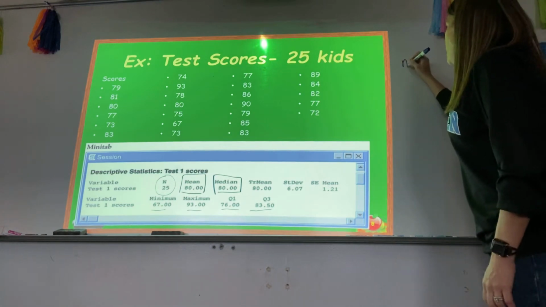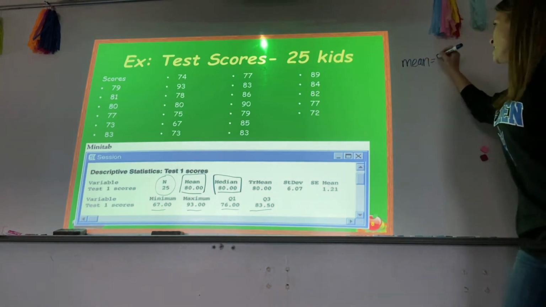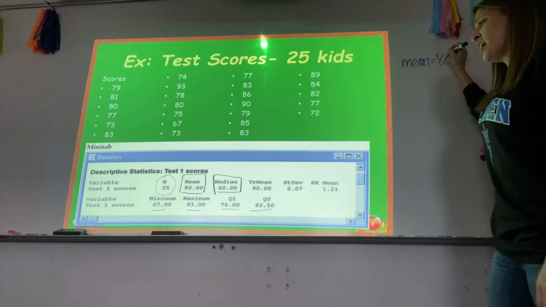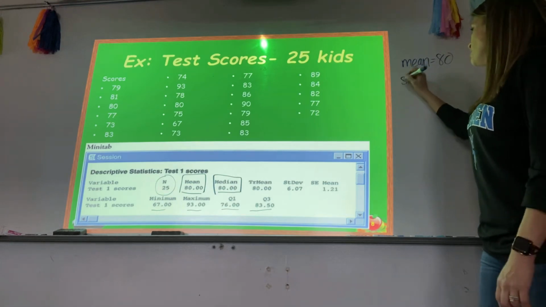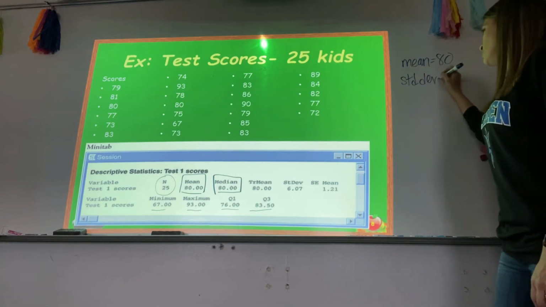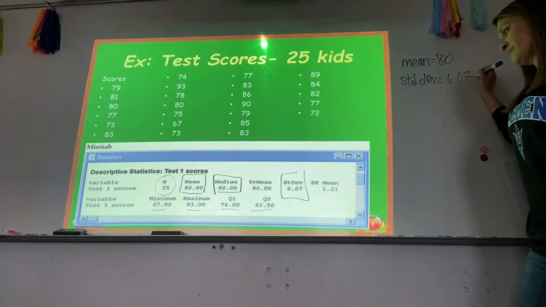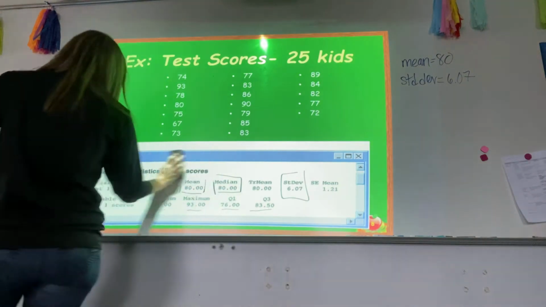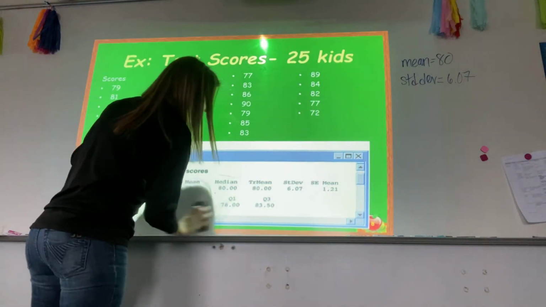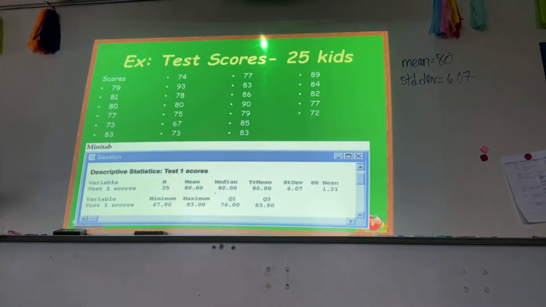I'm going to go ahead and write it down that our mean is 80 and that we have a standard deviation of what? 6.07. All right, so make sure you get used to reading these, and now we're just going to do a few Z-scores and see how people do.